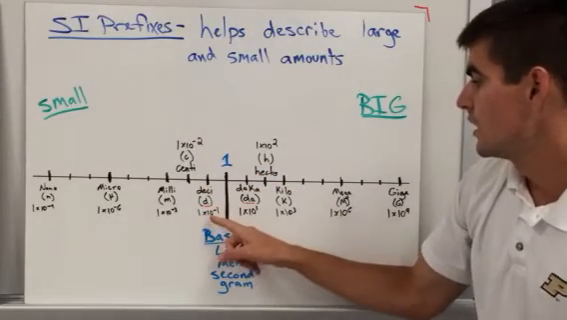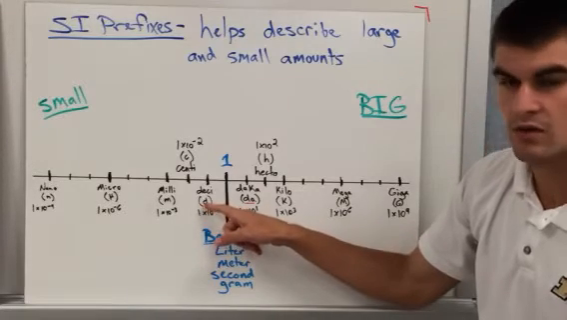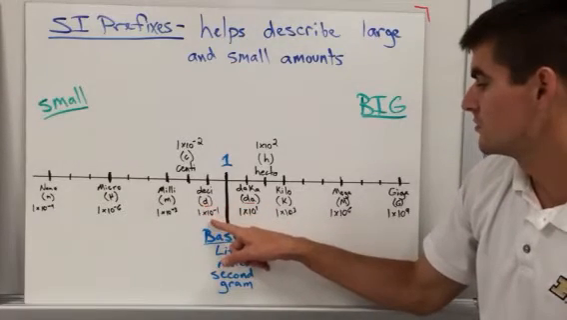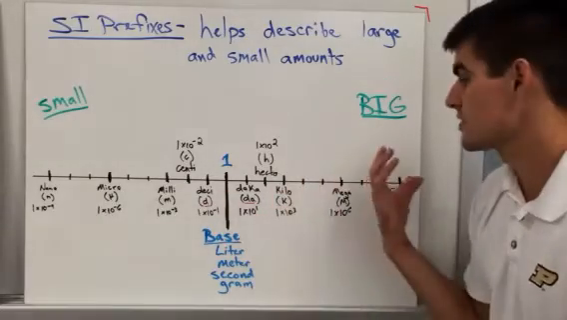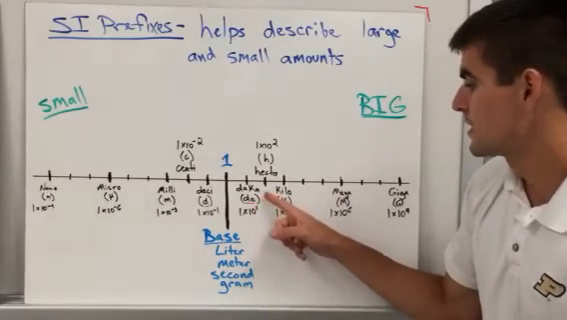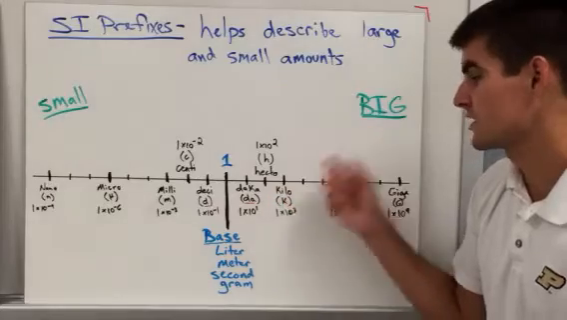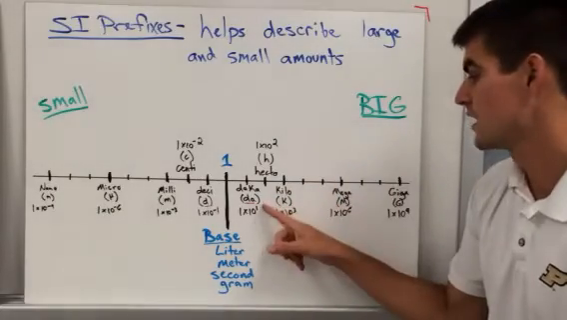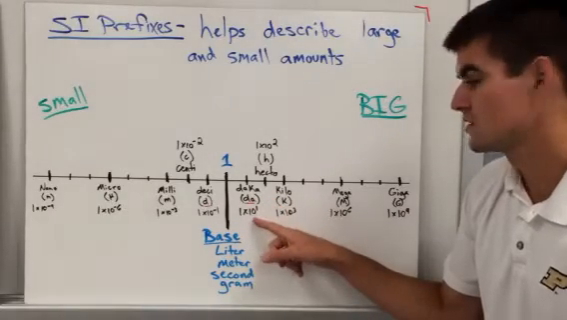Deci, probably haven't heard that one. Abbreviated with a lowercase d, 1 times 10 to the negative 1st. Now going to things bigger than 1. Deca, be careful here, da. So the way I remember that is deca is bigger, it's on the bigger side, so it has a bigger abbreviation, da, 10 to the 1st.